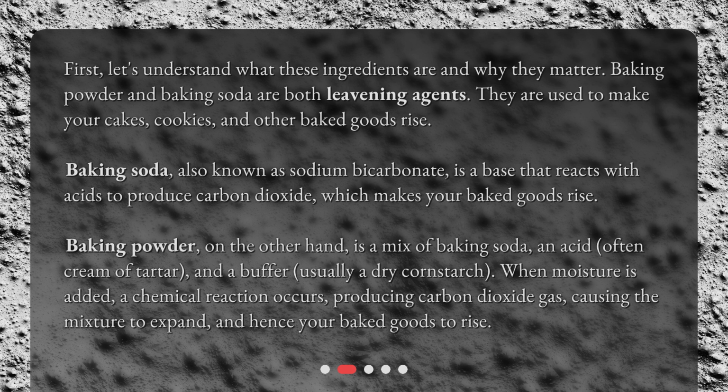Baking soda, also known as sodium bicarbonate, is a base that reacts with acids to produce carbon dioxide, which makes your baked goods rise. Baking powder, on the other hand, is a mix of baking soda, an acid, often cream of tartar, and a buffer, usually a dry cornstarch. When moisture is added, a chemical reaction occurs, producing carbon dioxide gas, causing the mixture to expand, and hence your baked goods to rise.